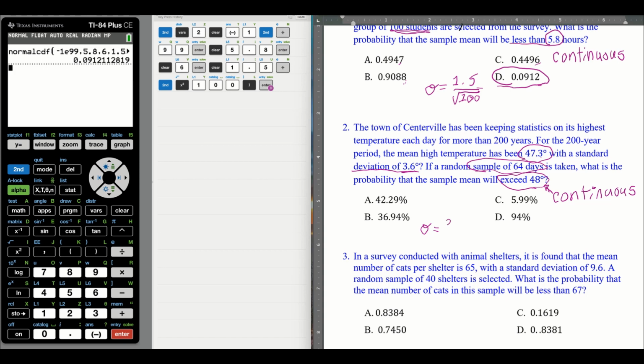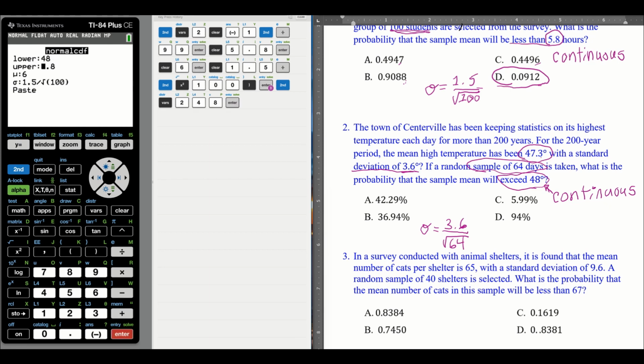Adjusted deviation is 3.6 divided by the square root of 64. All right, let's put all that in. Remember, I do not pre-calculate anything. So second vars number 2, and it's exceeding. So I need to just put in the 48 as is because it's continuous.